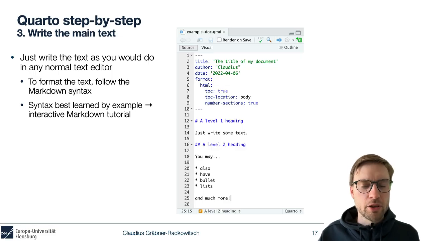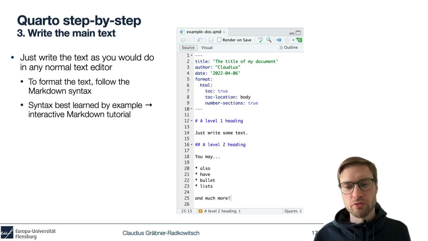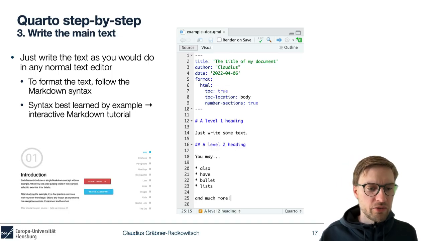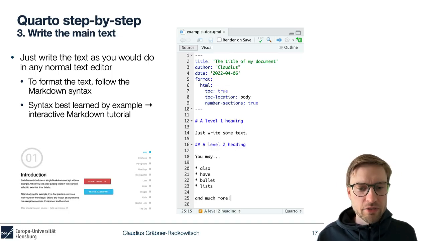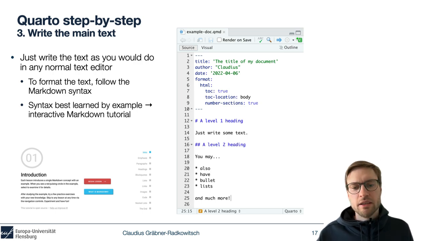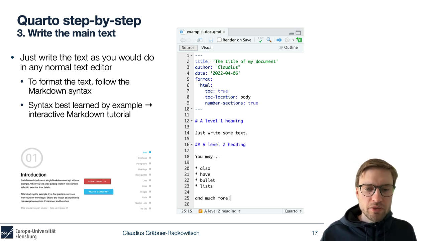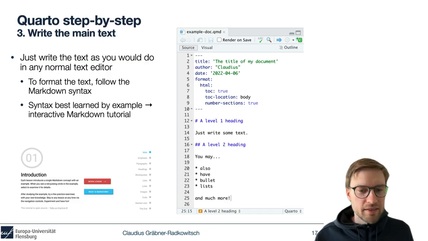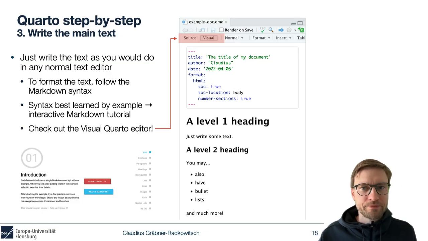There's this interactive Markdown tutorial in which you learn how to do headings, italics, etc., and I really recommend you to just do that. It's an interactive tutorial. It basically covers all the things that you need. Actually, the most important things come in the end, and things like nested lists and tables and so on, you can also learn later when you really need to.